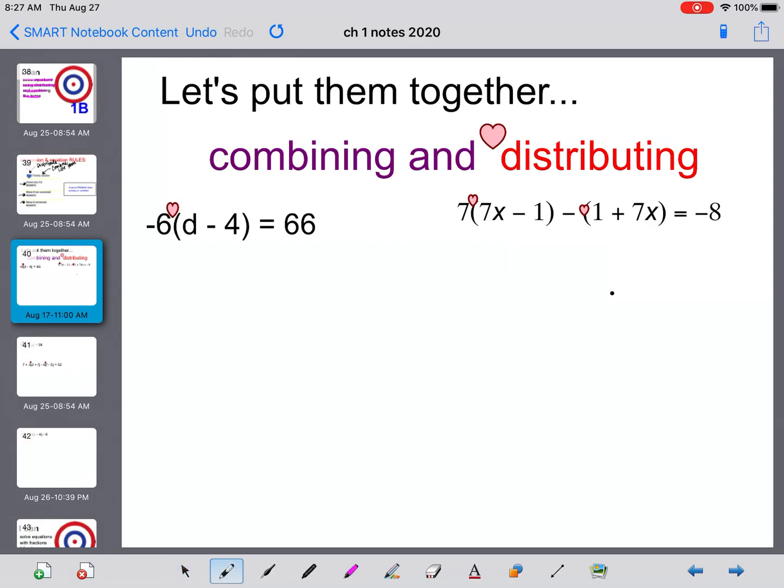Remember, I'm going to share the love. The first thing I'm going to do is share the love and family reunion. So I'm going to distribute, I'm going to combine like terms. These little symbols are just kind of Ms. Miner's way of reminding you to do those things first. That's simplifying. That's step one. And then we're going to go ahead and solve. And we're going to do that by getting the x by itself. Solving means I want to use inverse operations to get x by itself.